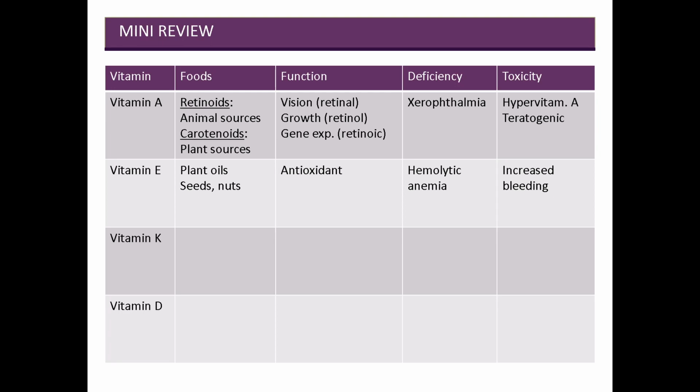Vitamin E mainly comes from plant oil, seeds, and nuts. The main function is as an antioxidant. Vitamin E deficiency leads to hemolytic anemia, where red blood cell degradation outpaces red blood cell generation. Too much vitamin E leads to increased bleeding.